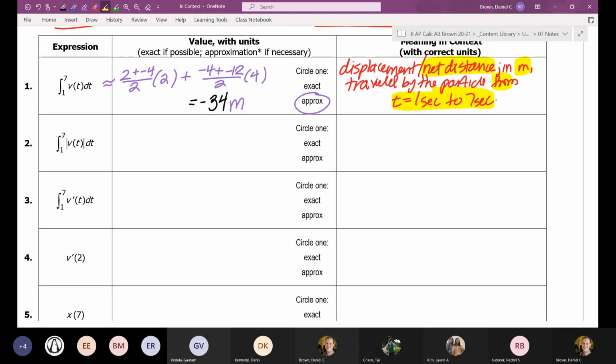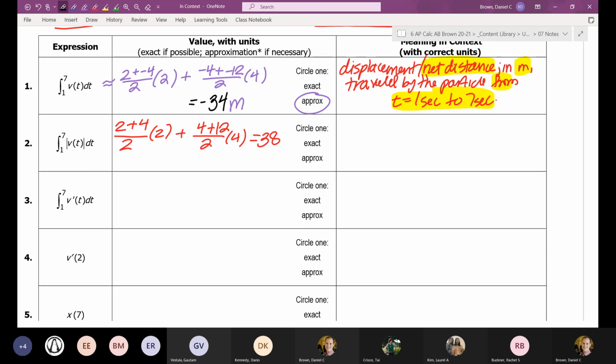So for number 2, it basically looks like number 1, but we're integrating the absolute value of velocity. Well, when you're integrating the absolute value of velocity, it just means make velocity positive. We already saw in that previous one, how are we finding this integral? We're finding this integral by using a Riemann sum. So basically, I'm just going to use all the positive values. And then that does work out to be 38.